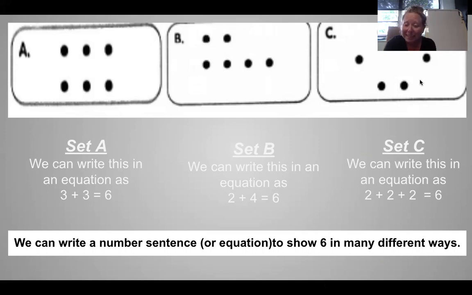We can write this as an equation in set C. 2 plus 2 plus 2 equals 6. Say that with me. 2 plus 2 plus 2 equals 6. We can write a number sentence or an equation to show 6 in many different ways.